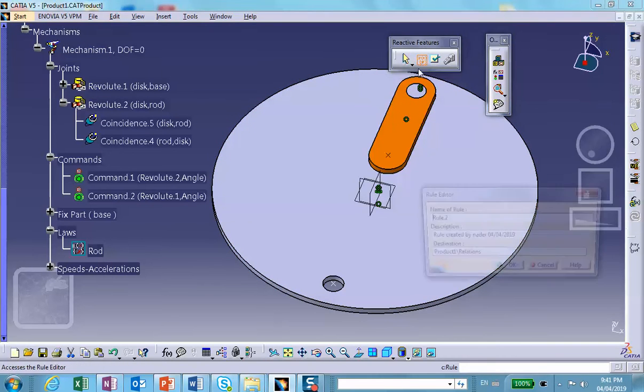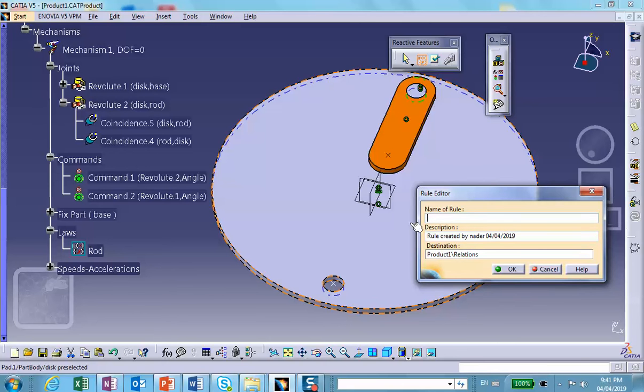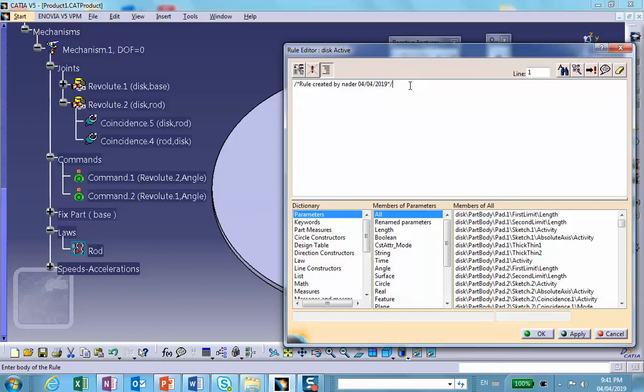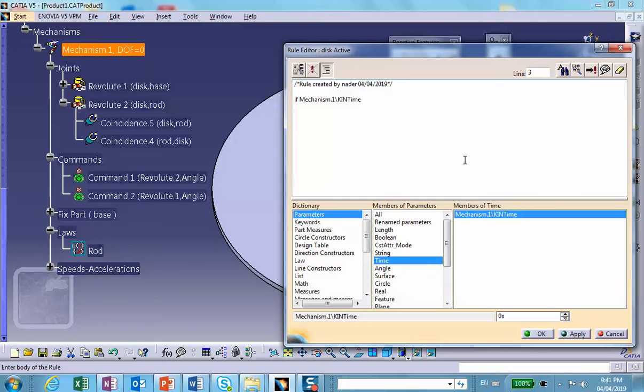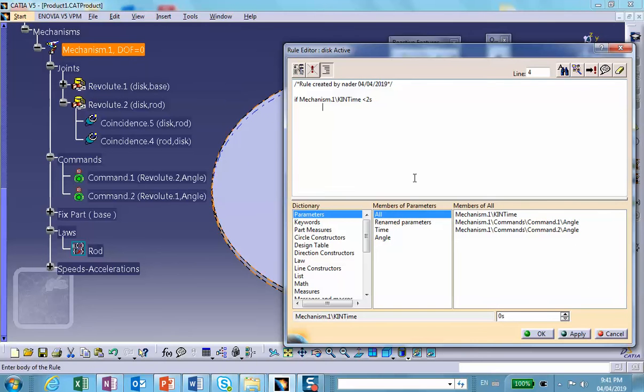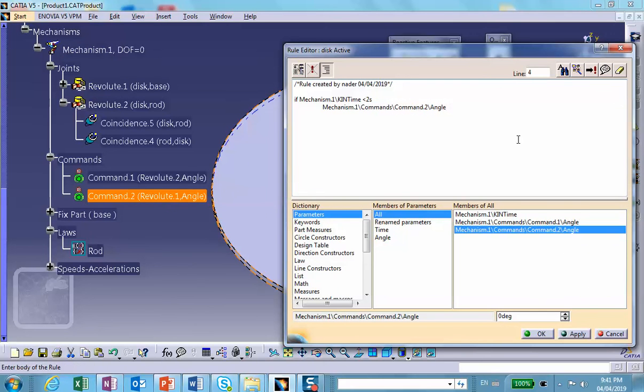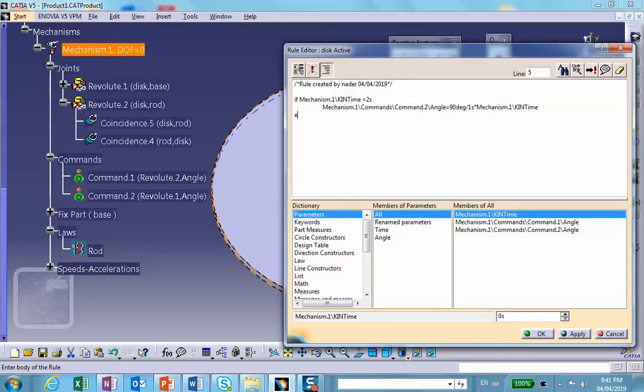Another one. Now we're going to do the disk. Let me change the name here. Disk. Okay, so if time, where's the time? If time is less than 2 seconds, then command 2 is equal to, again, 90 degrees divided by 1 second times time. Else, well, the next 2 seconds is going to stay at 180 degree location.